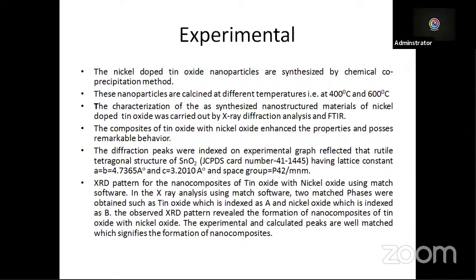The diffraction peaks were indexed, and the experimental graph reflected the rutile tetragonal structure of SnO2, which is verified by JCPDS card number 41-1445, having lattice constants a and b equal to 4.73 and c equal to 3.2 angstrom, and space group P42/mnm. XRD reveals tin oxide with nickel oxide: using Match software for the X-ray analysis, two matched phases were obtained, tin oxide, indexed as A, and nickel oxide, indexed as B. The observed XRD pattern confirms the formation of a nanocomposite of tin with nickel. The experimental and calculated peaks are well matched, which signifies the formation of nanocomposites.